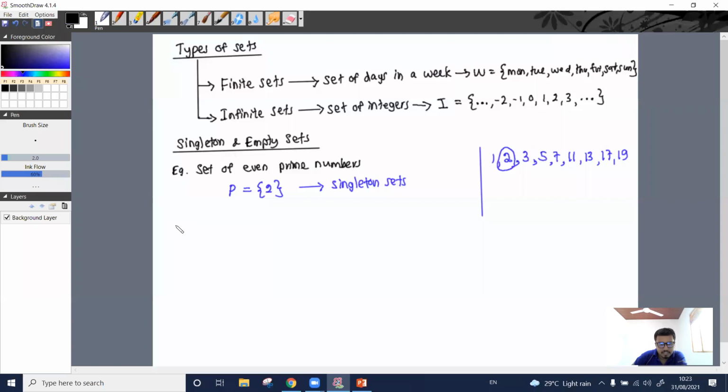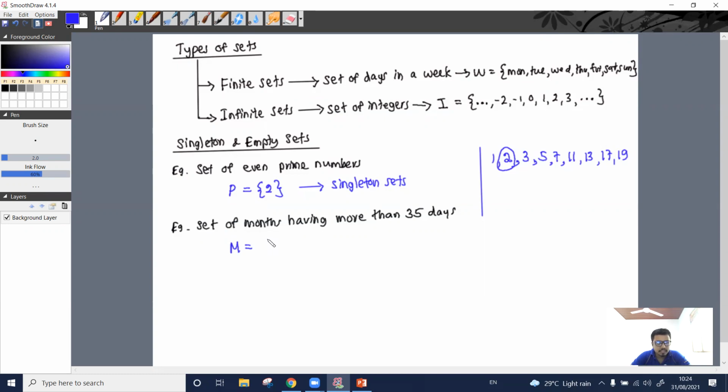Then if I take another example like this, set of months having more than 35 days. Let's name this set as M. Set M equals what? Set of months having more than 35 days.